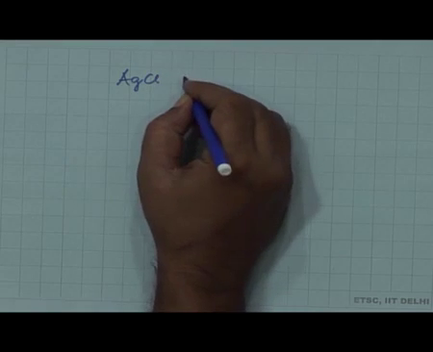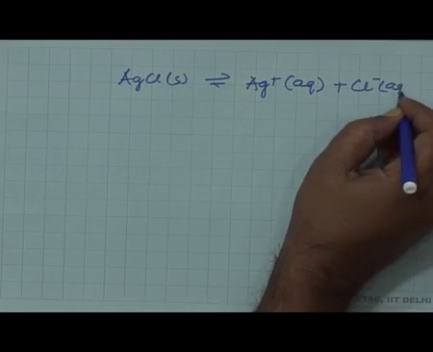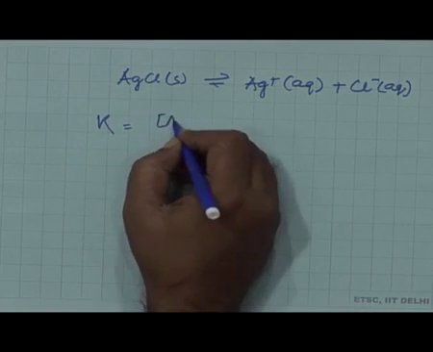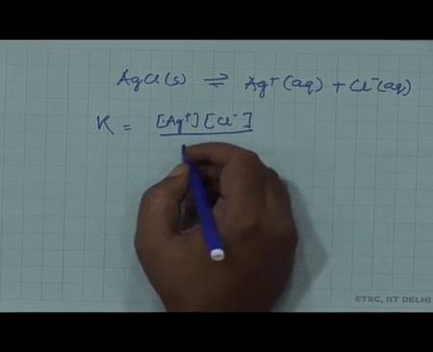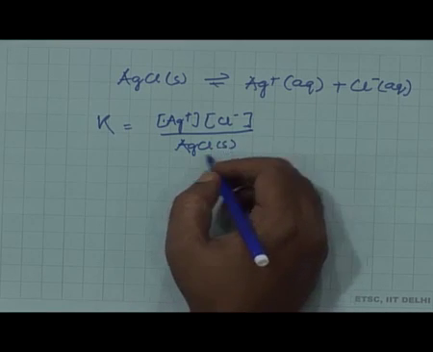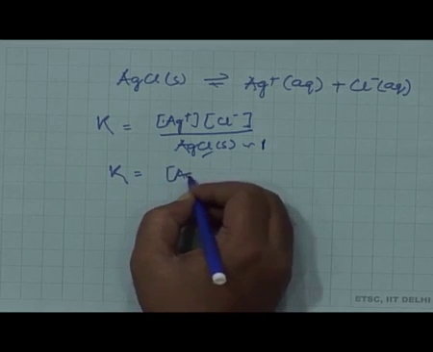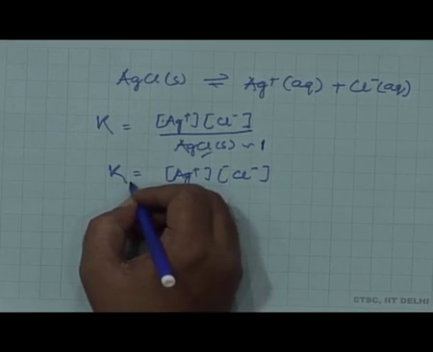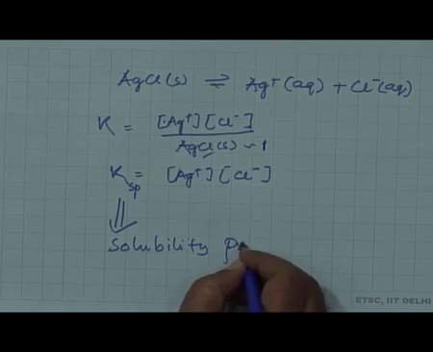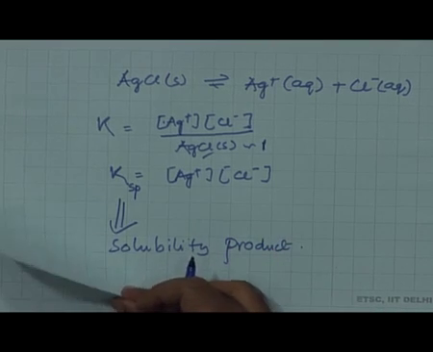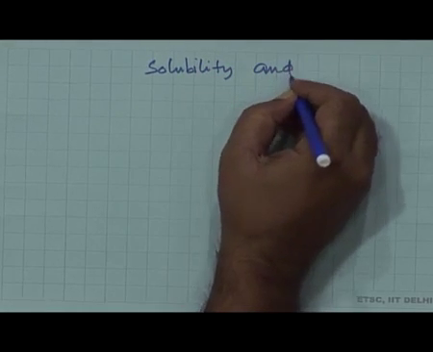Now, since we can apply the concept of ionic equilibrium for these salts, your equilibrium constant will be the concentration of Ag+ aqueous into Cl- aqueous divided by AgCl solid. By convention we take the concentration of solid AgCl equal to 1, and so K is equal to Ag+ into Cl-, and this K is known as the solubility product. This Ksp is called the solubility product. There is a relationship between solubility and solubility product.